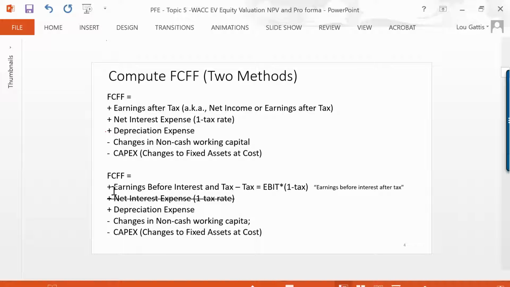Now, the second way to calculate it is if I start with the earnings before interest and tax. I am now starting at a base that has no interest expense. I then subtract out tax. Now, that would sometimes be called earnings before interest, but after tax. Then I don't have to worry about adding back interest expense. I can just add back my depreciation, subtract working capital, and subtract capital expenditures.